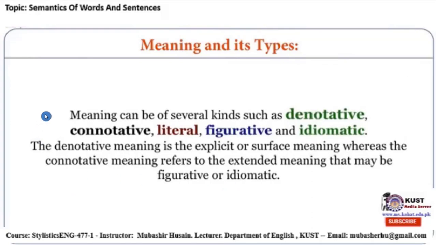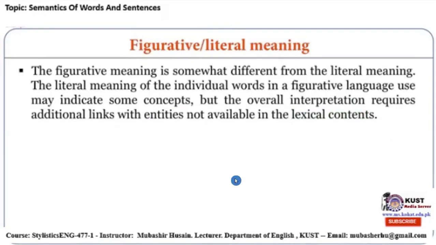Meaning can be of several kinds, such as denotative meaning, connotative meaning, literal meaning, figurative meaning, and idiomatic meaning. The denotative meaning is explicit or surface meaning, whereas connotative meaning refers to extended meaning that may be figurative or idiomatic. So somewhere you can see that all these different areas are interlinked with one another.